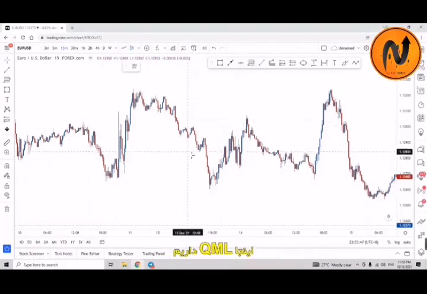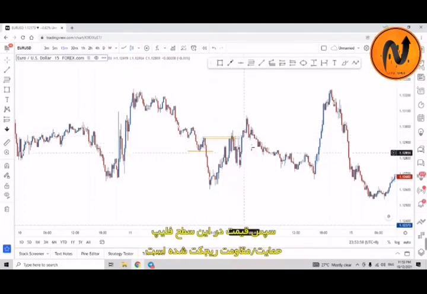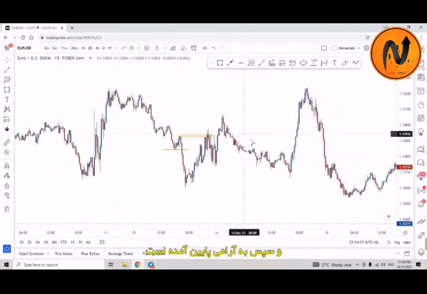We have our QML at this point. And then what happens is that it breaks at this area. It was broken at this area, and the price rejected. We call this an SR flip. Then it came down slowly.